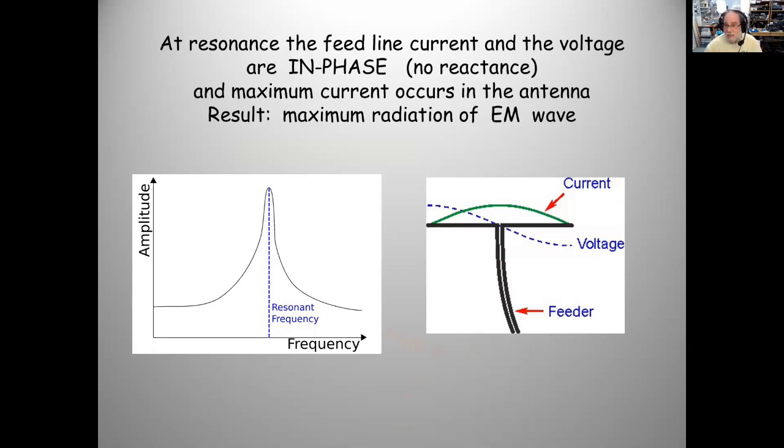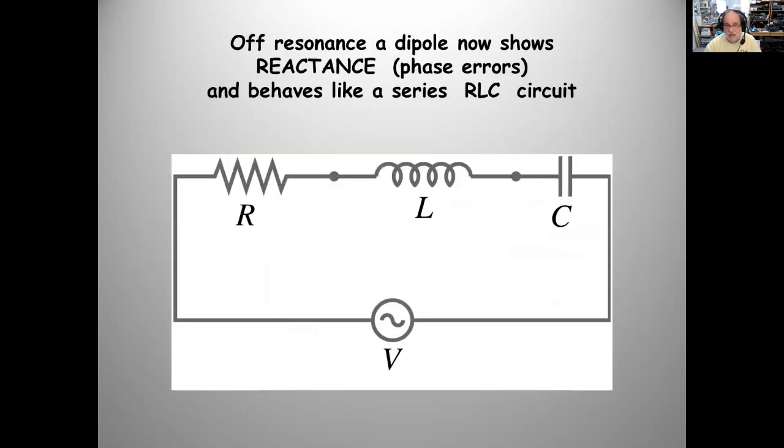So resonance is important. But look, we all operate antennas off resonance, especially on 80 meters. So my antenna I can model, make it look like a simple RLC circuit. What's the R? Well, that's the resistance part of the antenna. What's the L? The inductance part. Well, wires have inductance.